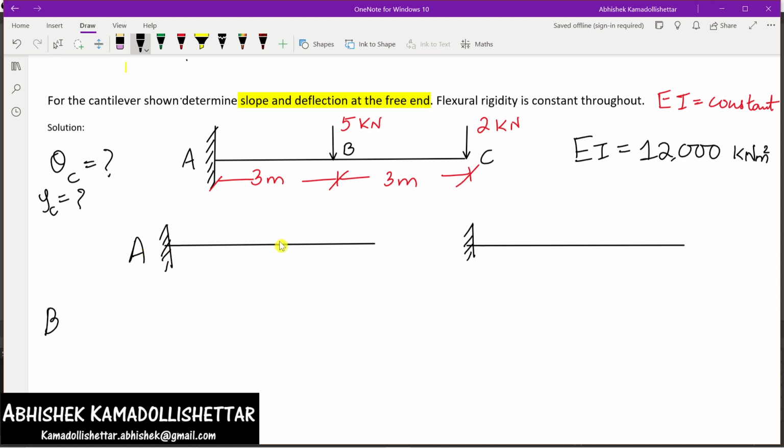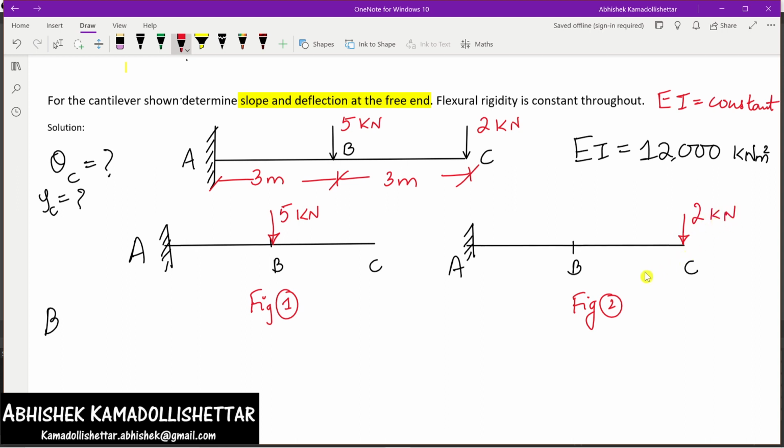The entire cantilever is being divided into two parts, B and C. Now what I am going to do: the first load is 5 kilonewton, so only that load will be taken in figure 1. And let me call this figure 2, where only 2 kilonewton will be taken. The second part is that we take only the 2 kilonewton here.